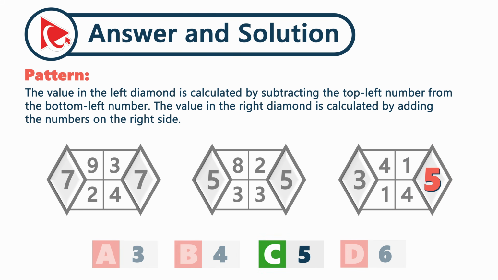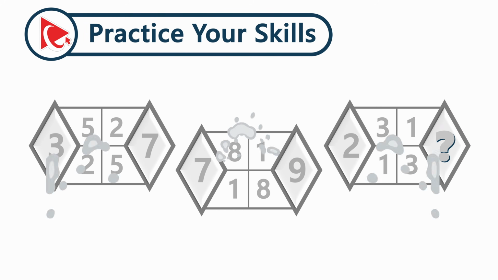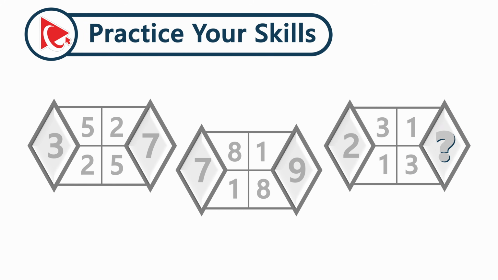But hold on, there is more. Here is the question for you to tackle. You're presented with three shapes. The first shape has numbers 3 and 7 on the outside, and numbers 5, 2, 5, and 2, you see the pattern here, in the middle.